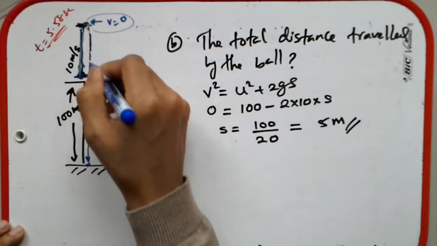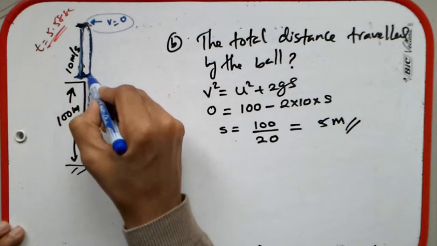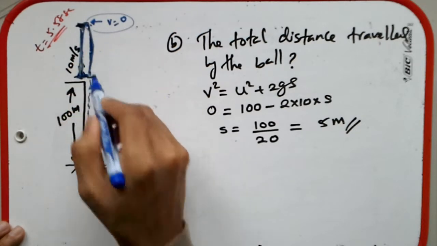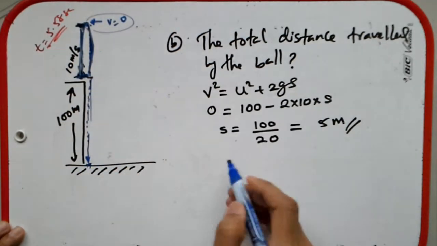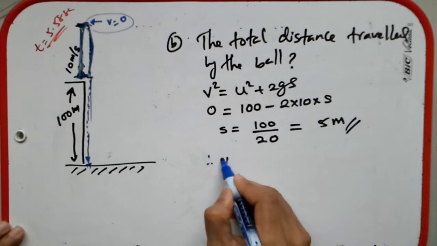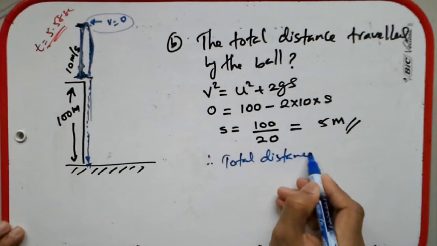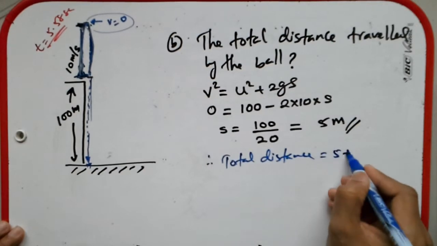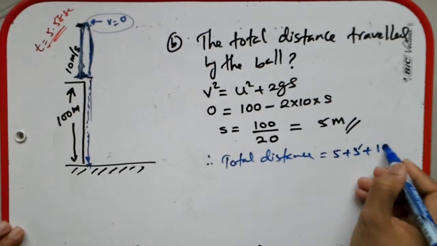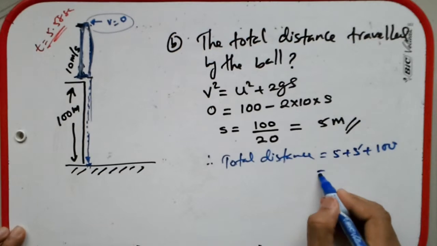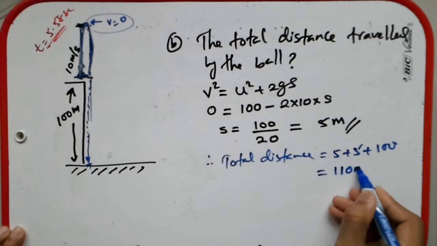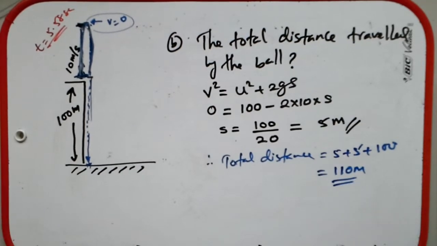Yeah, 5 meters. The 5 meters is what it actually travels from this point to this point. But it has to come down, right? So 5 plus 5 is 10, and this is 100. So the total distance would be what? 5 plus another 5 plus 100, which is equal to 110 meters. Okay, you got it?